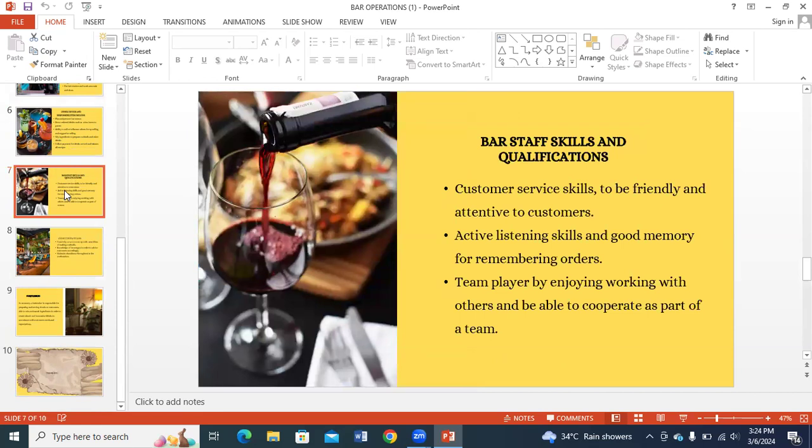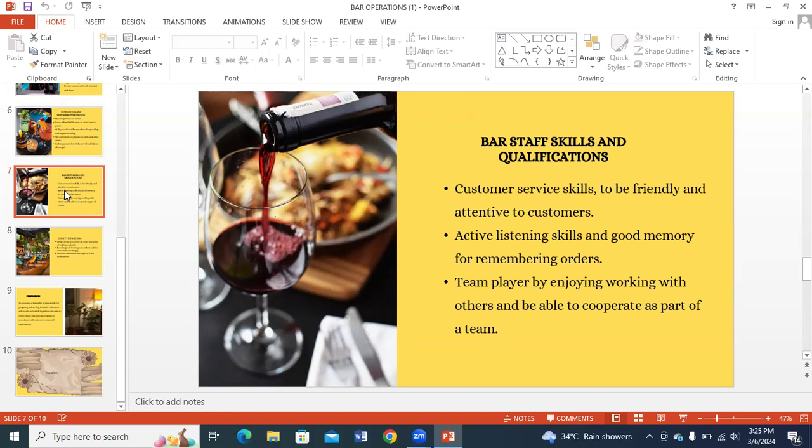As a bartender, you need to have certain qualities or attributes for you to be able to carry out the different tasks assigned to you as per your job description. So one of the qualifications that he or she should possess is having customer service skills. You should be friendly to your guests and attentive to their needs as pertaining to what they're ordering.